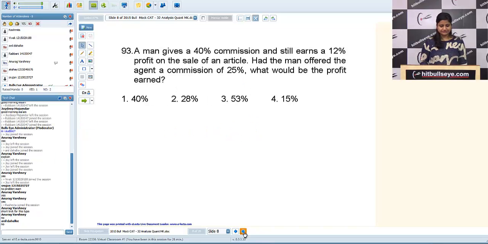Yeah, question number 93. Easy, medium level. Many students have left this question, but it was an easy question. Commission means discount here. I mean, commission and discount are always calculated on MRP, marked price. Okay guys, any problem in this 93rd?